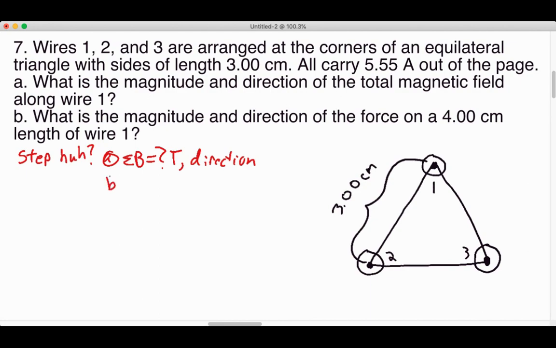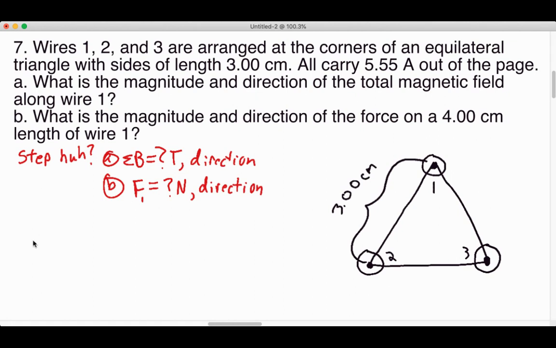And then for part B, what is the magnitude and direction of the force on a 4 centimeter length of wire 1? Okay, so we want to know, call it F sub 1, force on 1, is equal to question mark. What are the units of force? They're newtons, of course, and we also want the direction. So how do we do this?